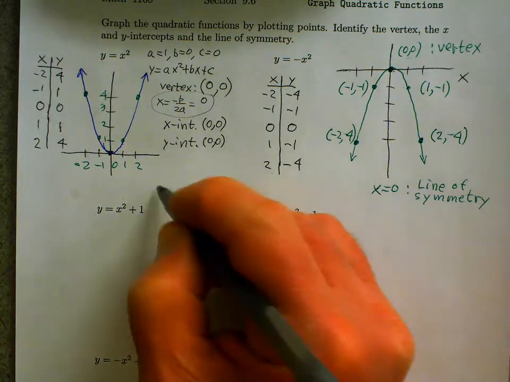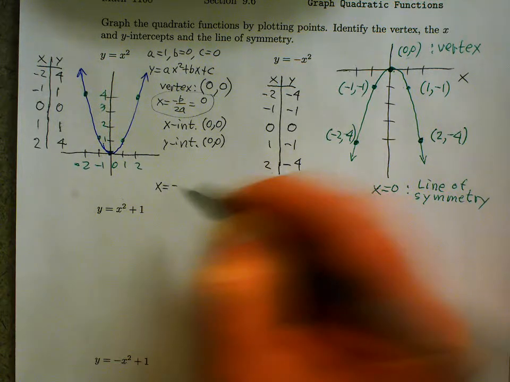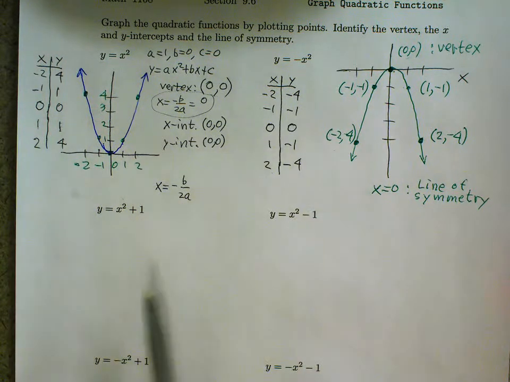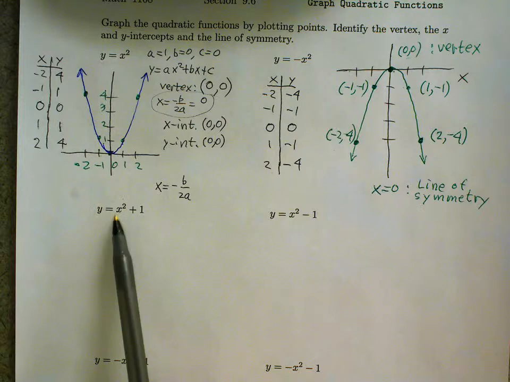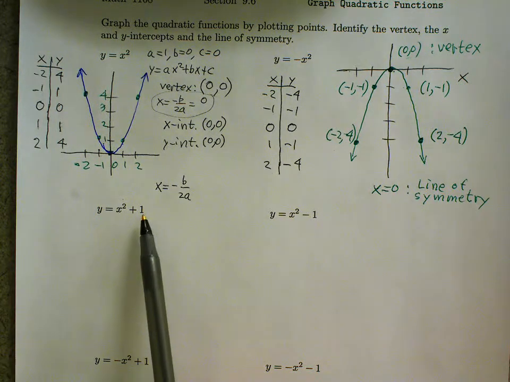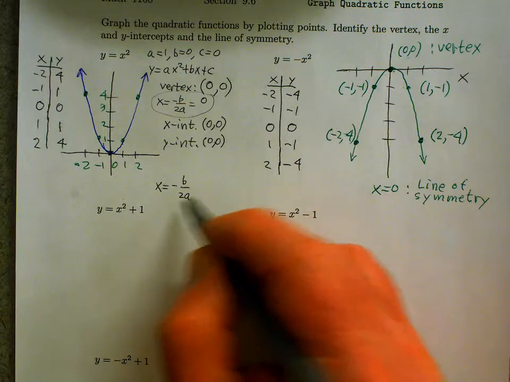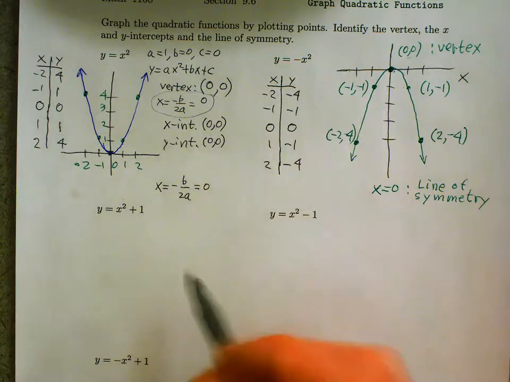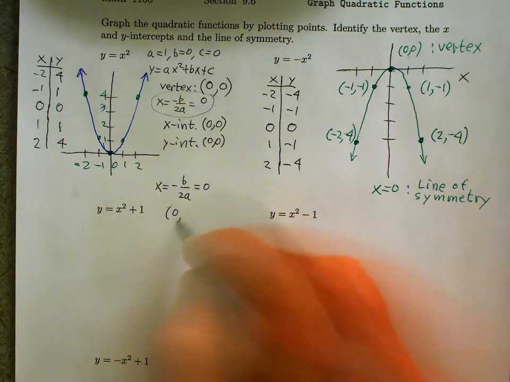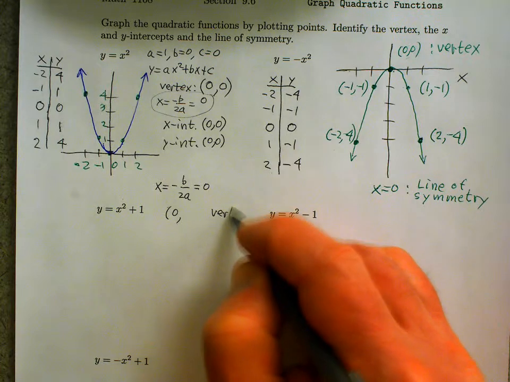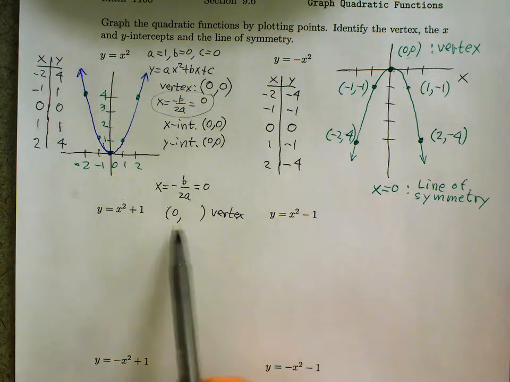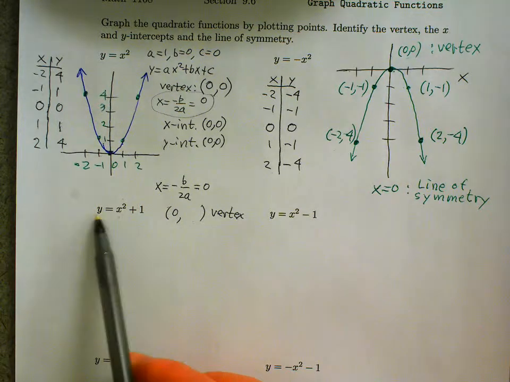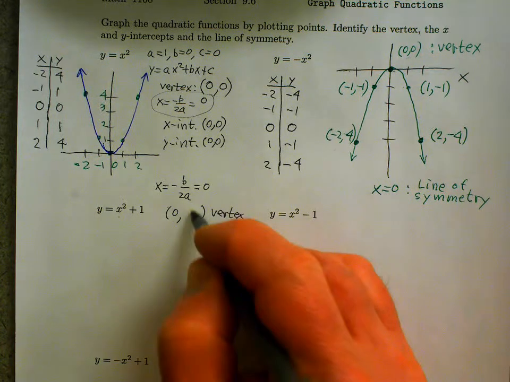So if we find the x coordinate of the vertex, x equals negative b over 2a. So on this one, a is 1, b is 0, and c is 1. So the x coordinate of the vertex is 0. And so the vertex, what is the y coordinate of the vertex? Well, when x is 0, the y coordinate is 0 squared plus 1, or 0, 1.